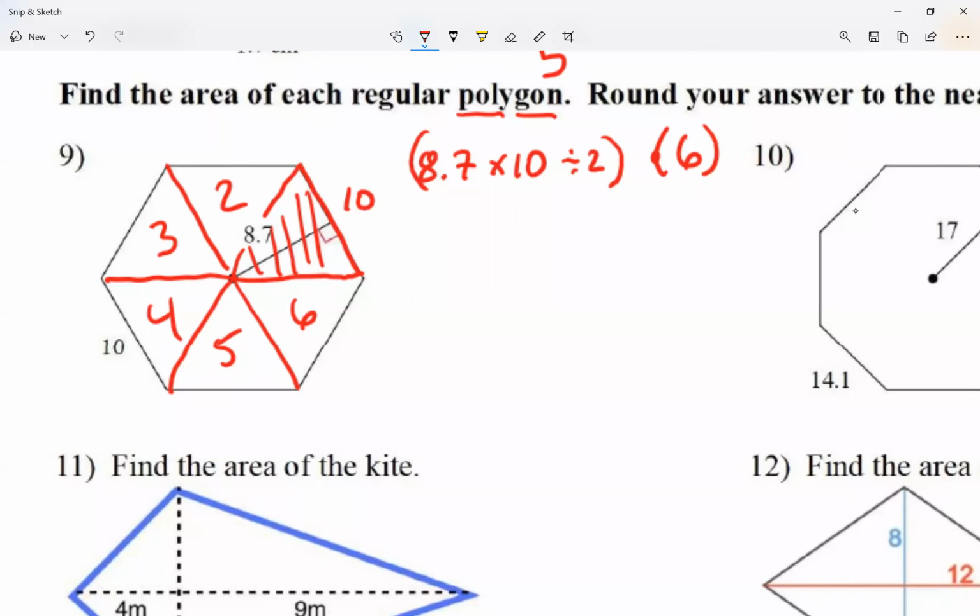All right, so let me just type this in. 8.7 times 10 divided by 2 and then times 6. I'm going to type it all at once. So I went 8.7 times 10 divided by 2 times 6, and it gives me 261. That's it. If you have decimals, round to the nearest tenth, so 1 decimal place.